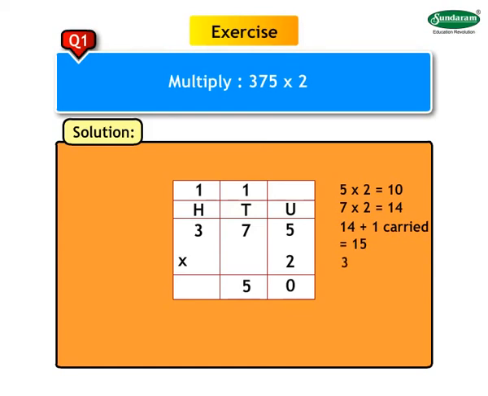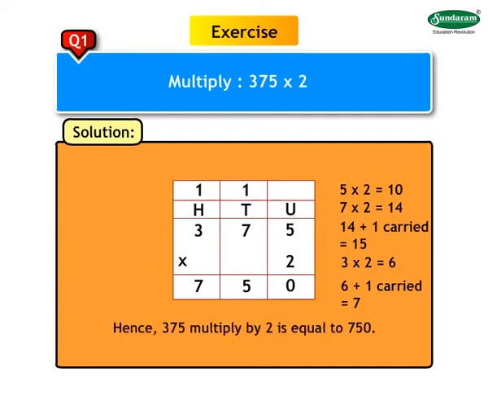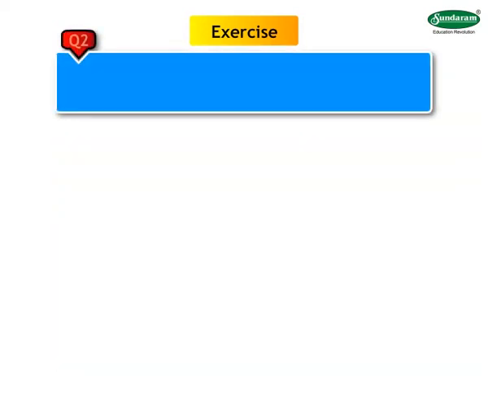Now, 300 multiplied by 2 is equal to 600. 600 plus 100 is equal to 700. Thus, the product is 750. Hence, 375 multiplied by 2 is equal to 750. Question 2.